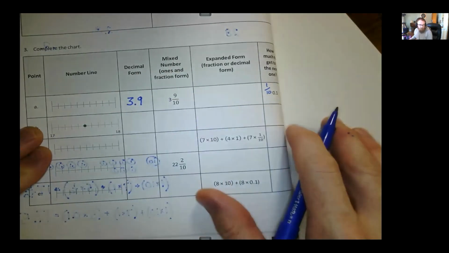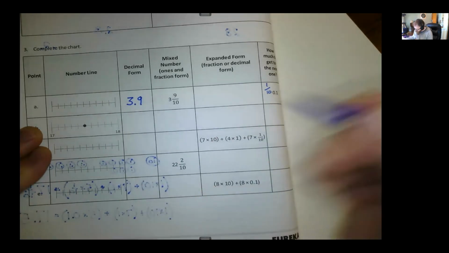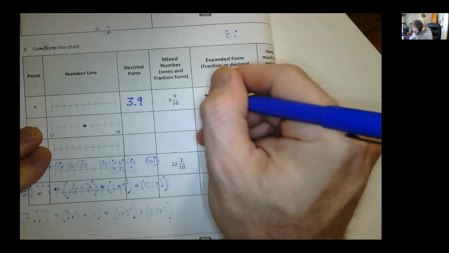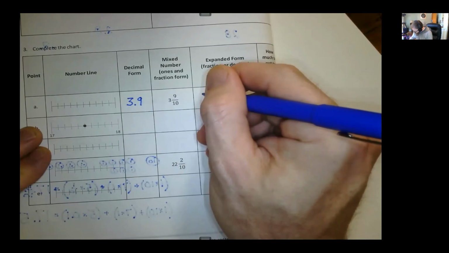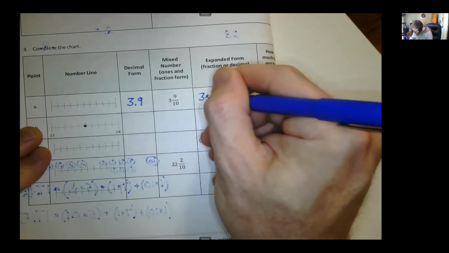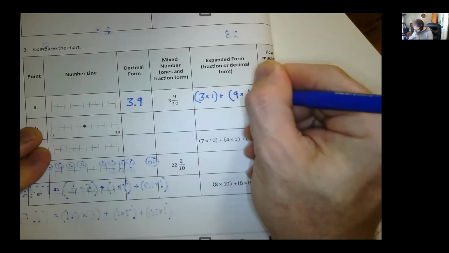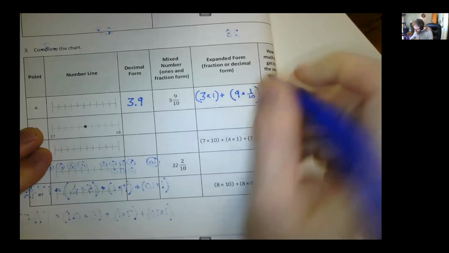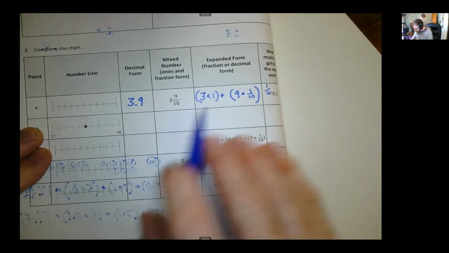In expanded form, which is what we just did for number 2, that's written as 3 times 1, because we have 3 ones, in parentheses, plus 9 times 1/10. When we add that together, 3 times 1 is 3. 9 times 1/10 is 9/10. We get 3 and 9/10.